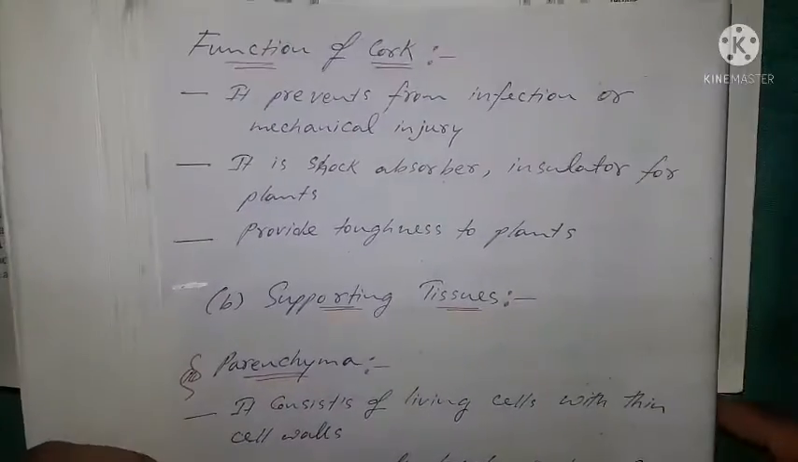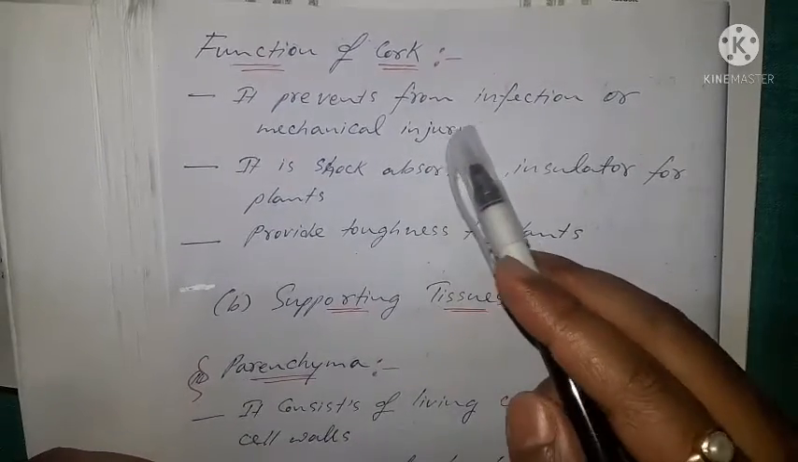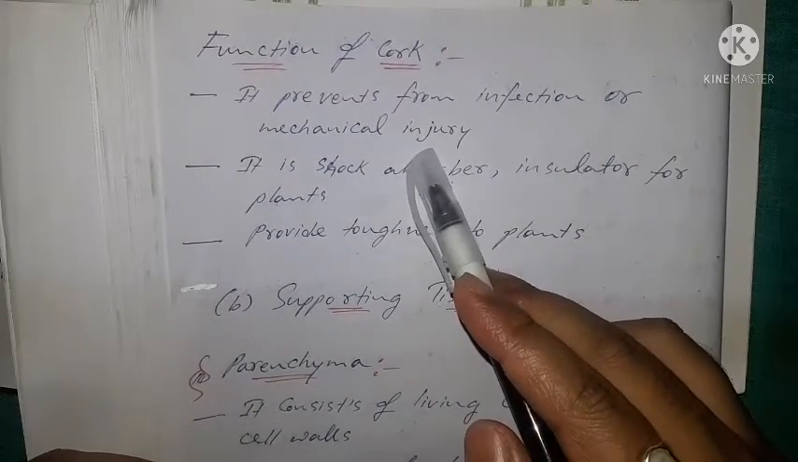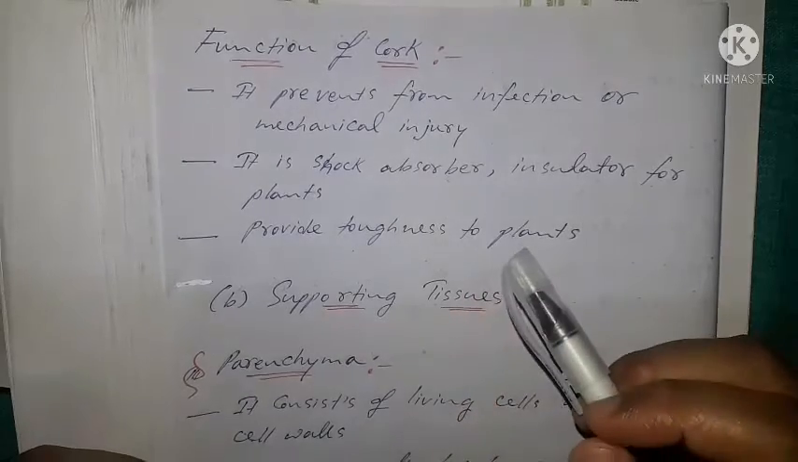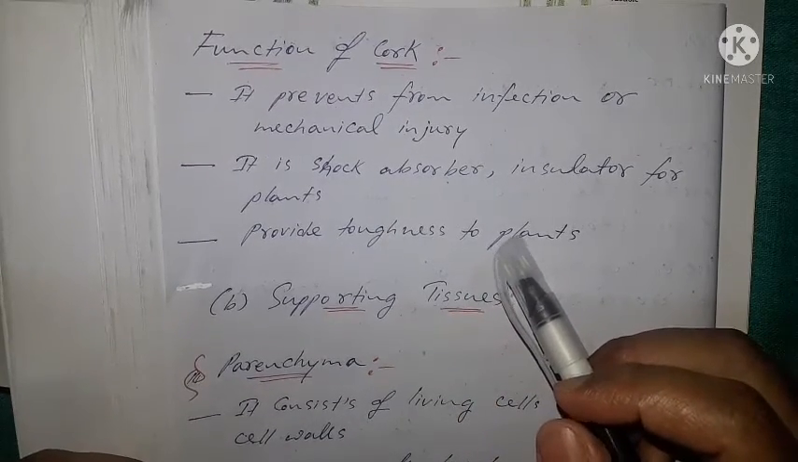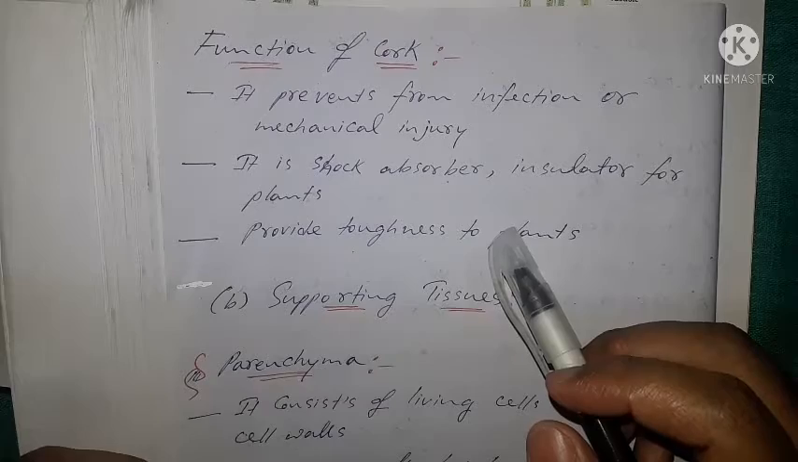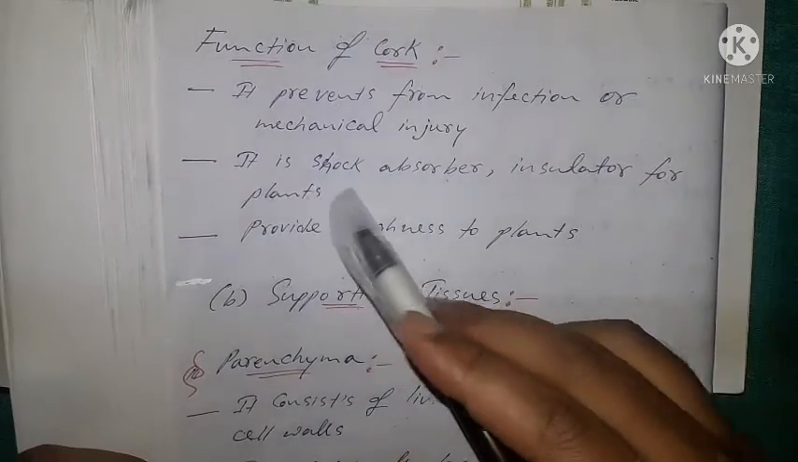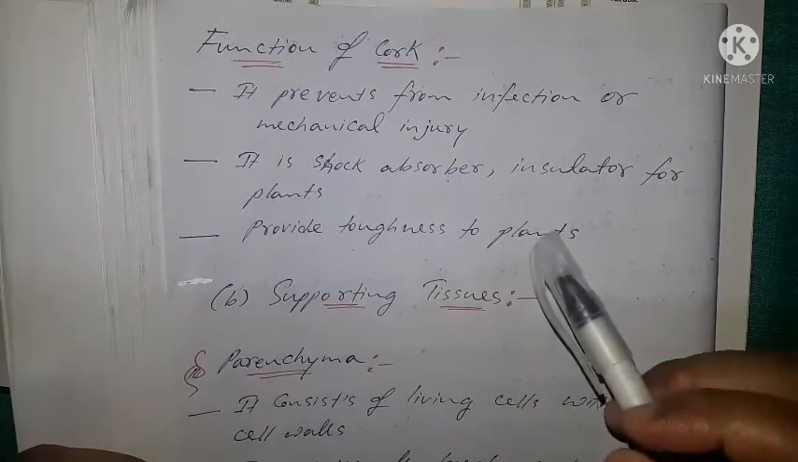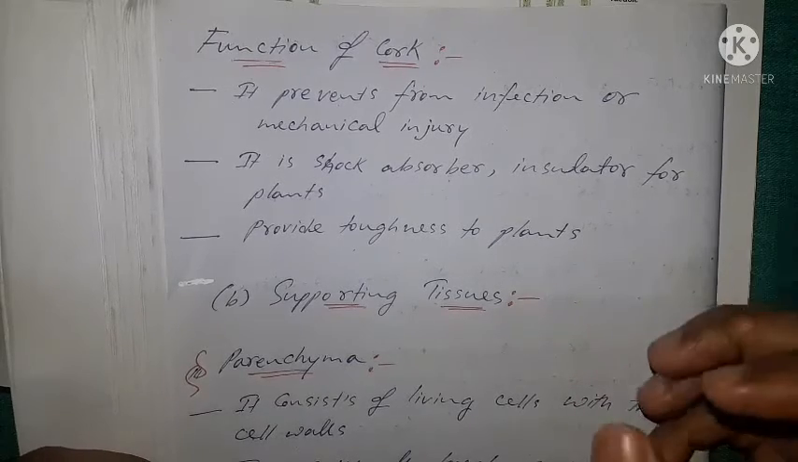Now the functions of cork: it prevents infection or mechanical injury. That means it gives a type of protection to the tree from certain kinds of mechanical injury or infection. So it is a shock absorber and insulator for the plants. So it is also a type of shock absorber.